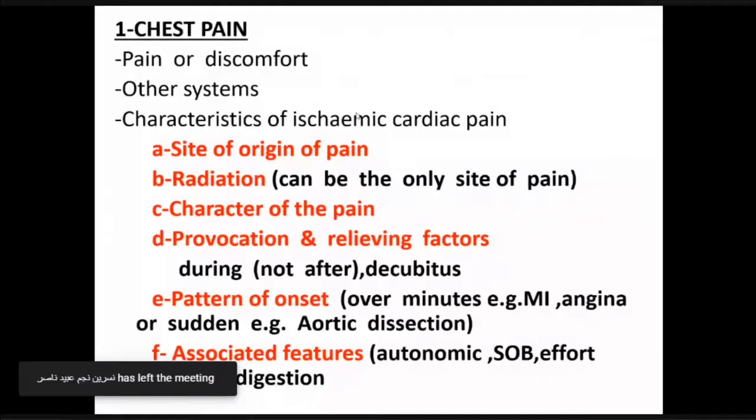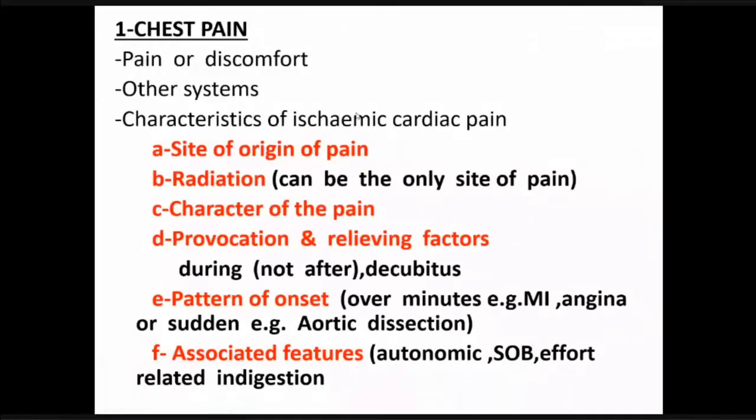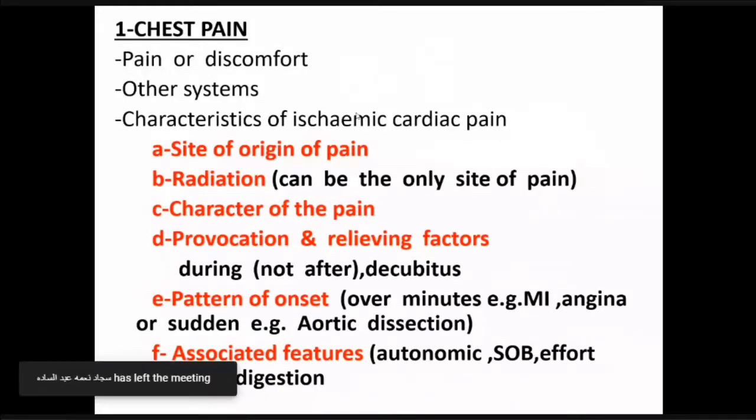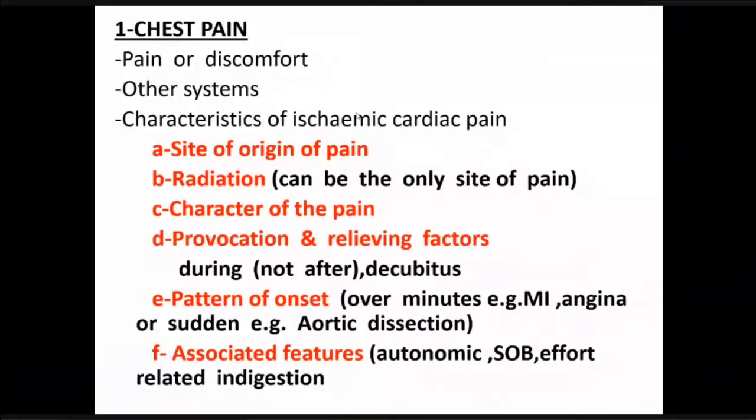The radiation is important. Any pain should have radiation sometimes, or more, all the times. And it can sometimes be the only site of pain. In cardiac pain, the patient may have pain in the chest that goes to the left hand, sometimes to the neck or elsewhere. Sometimes the pain is just at the referred point, only in the left hand without any chest pain. This is called atypical pain. We may see it in diabetic patients, in females, and in elderly patients.